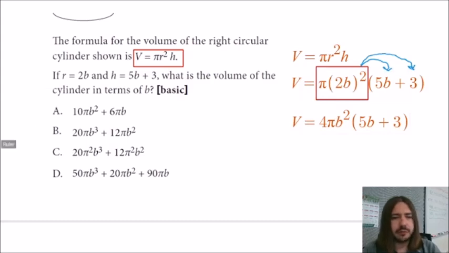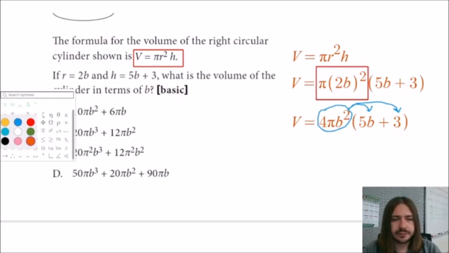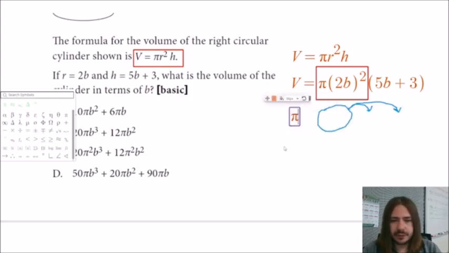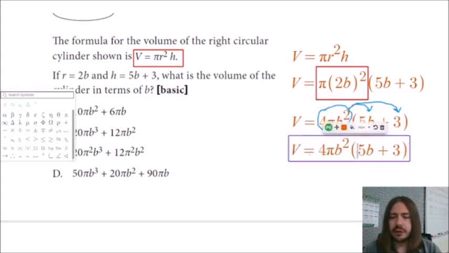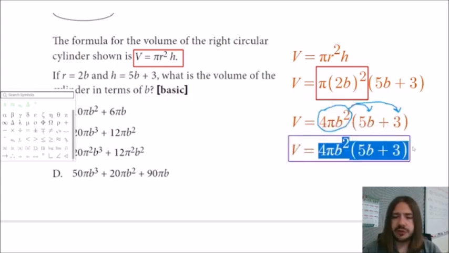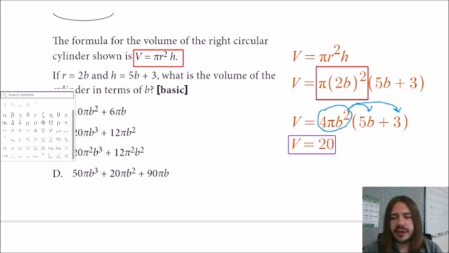So now I'm ready to do the distributive property here. I'm going to take this entire term, it looks pretty big, but I'm going to multiply that by both 5b and by 3. Okay, so 4 times 5 would be, let me just delete all this. 4 times 5 is 20. There's nothing to multiply the pi by, so it's just going to remain pi. And then b squared times b is going to be b cubed.